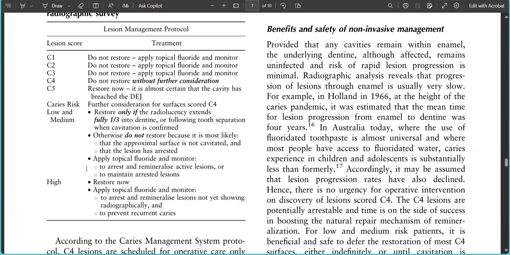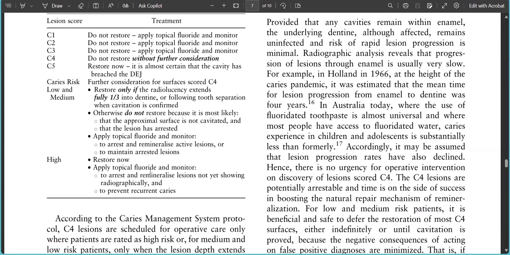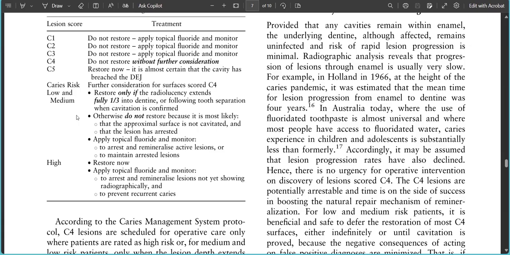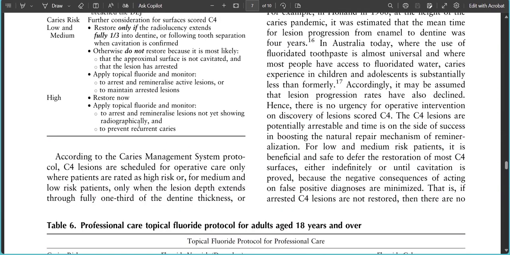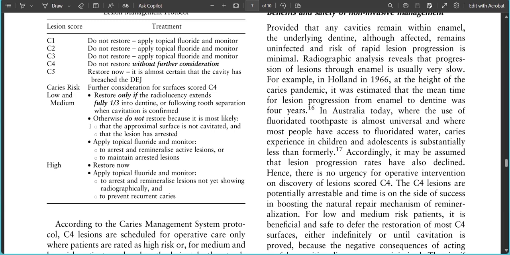In the high risk patient, you do not need to think twice. You just need to restore the filling, and also apply topical fluoride and monitor to arrest other lesions, so that we can remineralize them or prevent recurrent caries. But for low and medium risk, restore only if the radiolucency extends fully one third into the dentine. Otherwise, do not restore, because we can give them a chance that it can remineralize. For the high risk patient, do not think twice, just restore the filling. And for C5, no matter what level the patient has, you just need to restore it because it is in the inner third of the dentine.